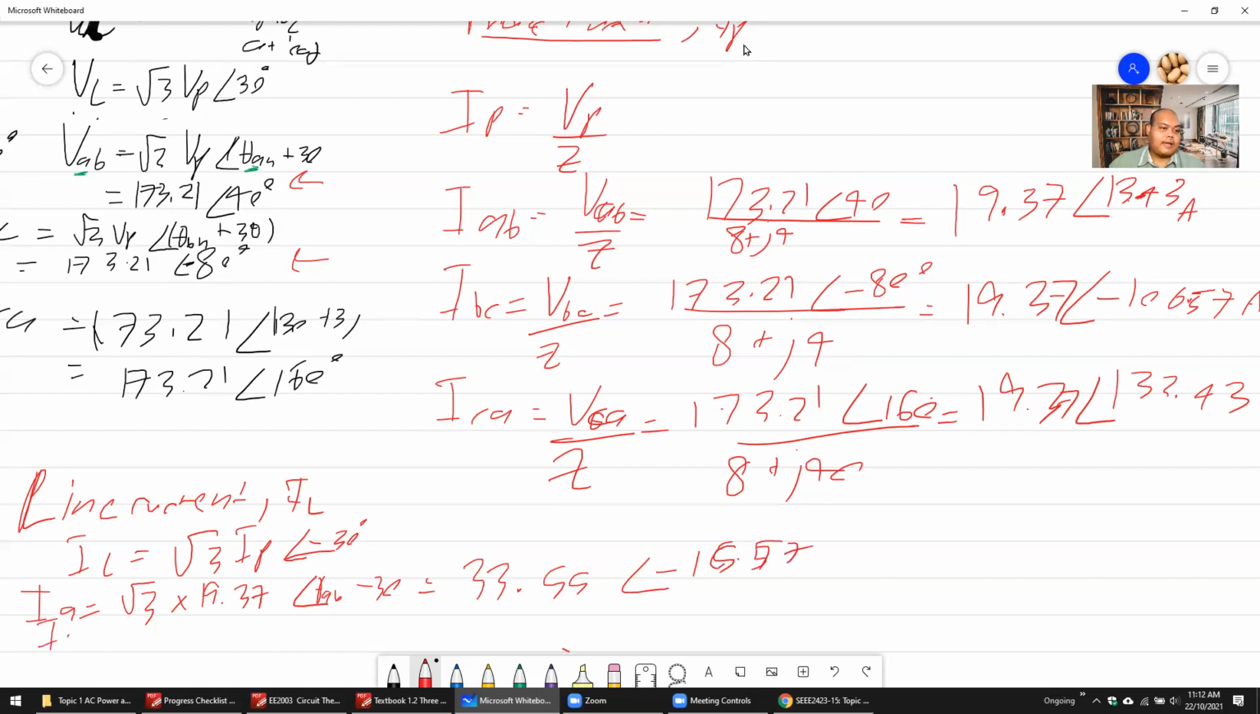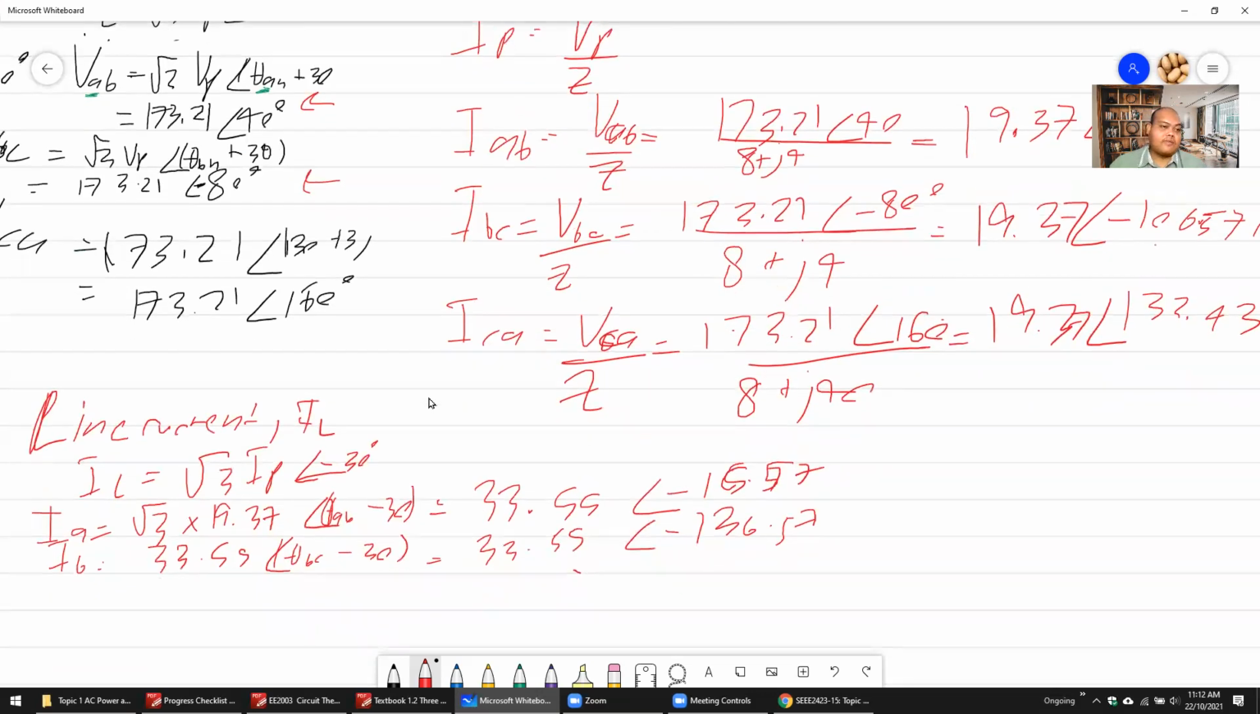16.57. IB is 33.55. Because this is balanced load, just copy it back. So theta BC minus 30 degree. Okay, don't forget the bracket. Okay, this one IBC, this one theta BC, negative 106.57 minus 30, angle negative 136.57. Okay, and then you have to finish all.